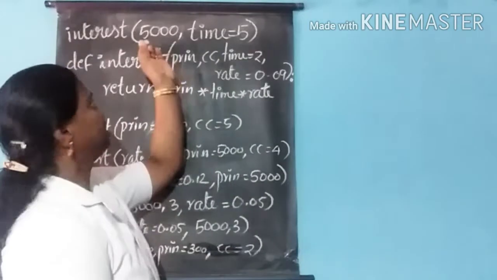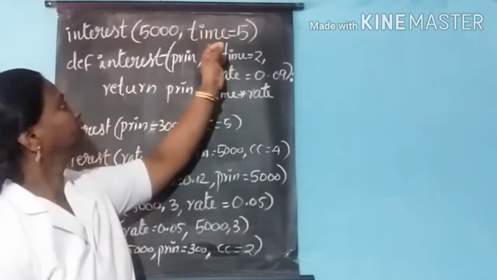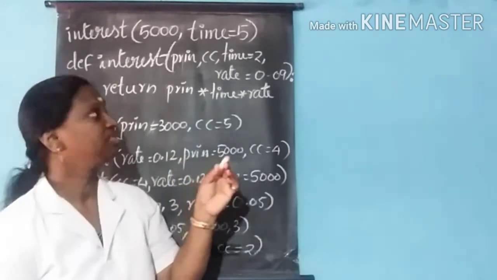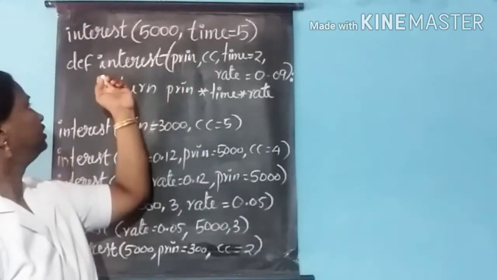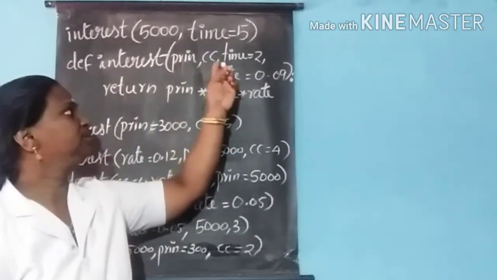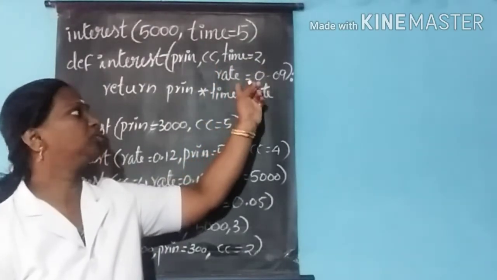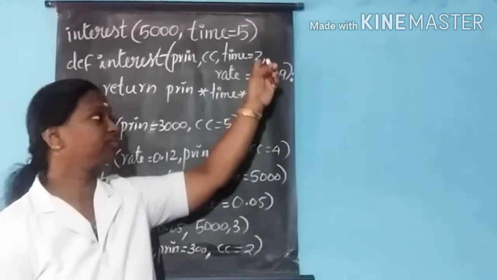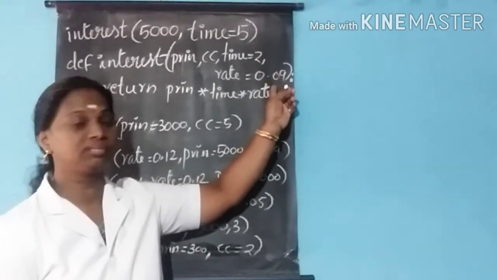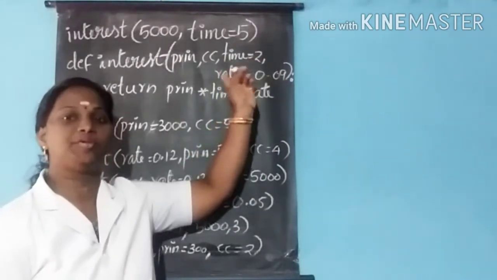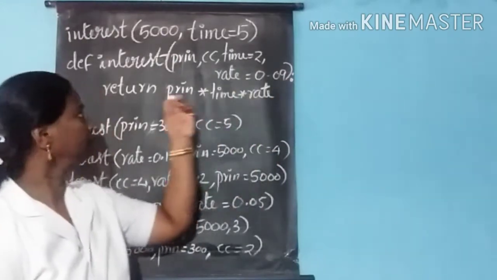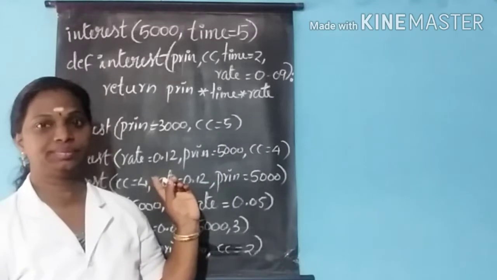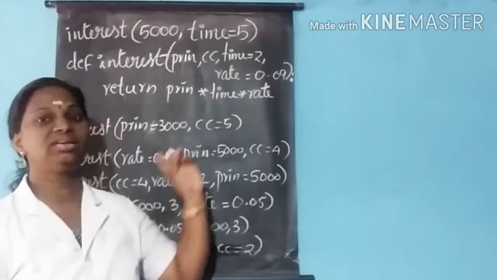Here we have interest(5000, time=5). This is a function call statement. Then the function definition: def interest(p, t=2, rate=0.09). Children, there is no space here to write this much, but this whole thing you have to write in one line. Then return p * t * rate. Okay, this is the function definition.